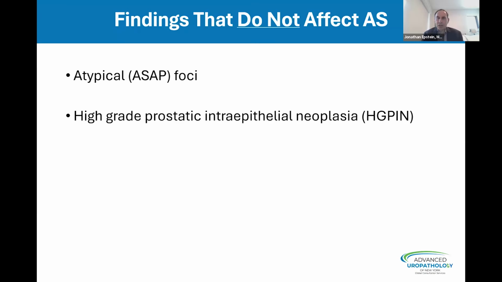Similarly, you may see on another core, or even on the same core that you have cancer, the word high-grade prostatic intraepithelial neoplasia, HGPIN. It's confusing because when you see the word high-grade, you think that's horrible, because you think of high-grade cancer as bad. Turns out high-grade prostatic intraepithelial neoplasia means nothing once you have cancer. So despite the term high-grade, ignore it if you're on active surveillance already with cancer.